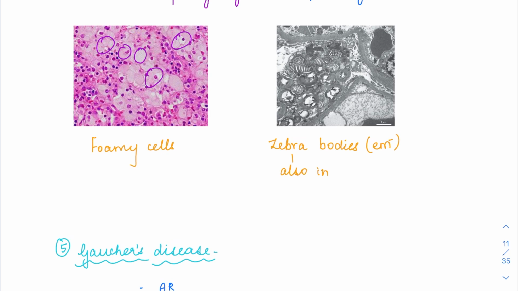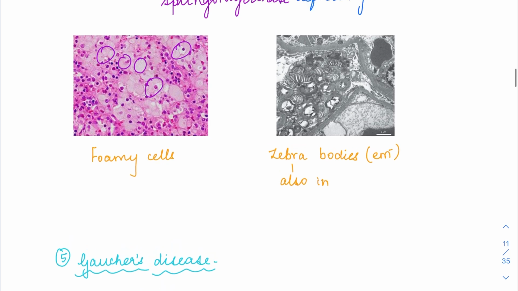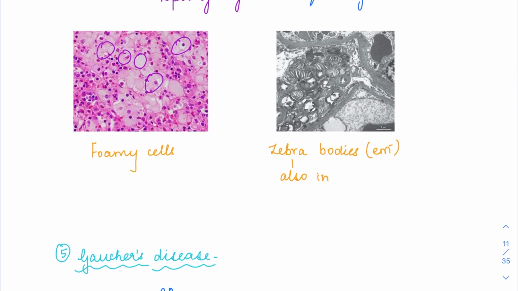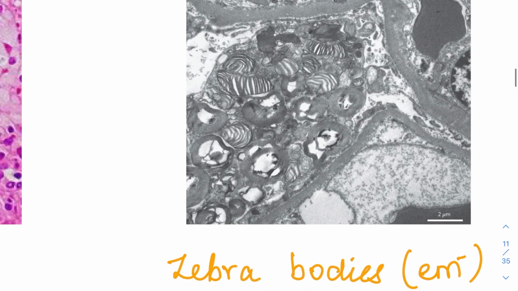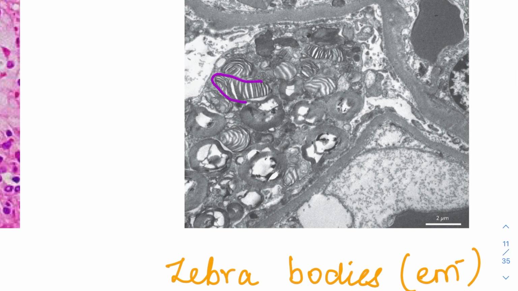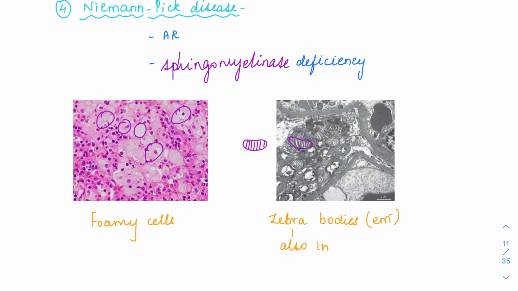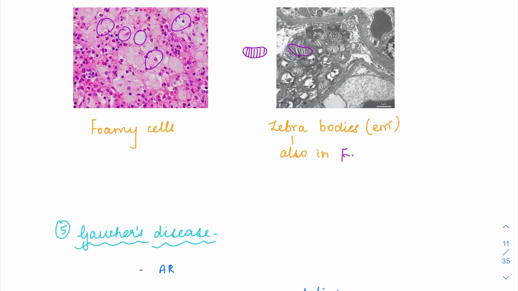These are basically macrophages which are taking up the storage substrate. So the foamy cells will be present in Niemann-Pick, and on electron microscopy you are going to see zebra bodies. In this image, all these are lysosomes which have this characteristic dark and light band-like appearance, right? These are zebra bodies, and they are not quite specific for Niemann-Pick disease because they are also seen in Fabry's disease.